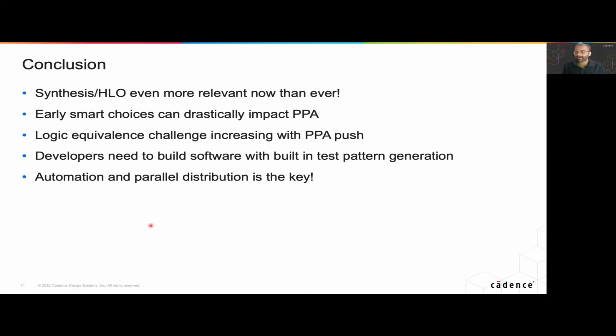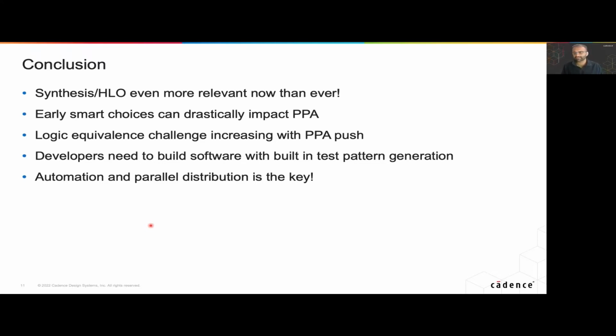One thing I'd like to say to conclude: synthesis is even more relevant now than it ever was before. It's simple, right? You're doing all these AI, ML chips, which have a lot of mathematical transforms and which are doing a lot of computation, and you want to do that at the least amount of power and area. So synthesis really plays a big role there. And as I said, the choices that you make early on, you have to stick with them, and they really have a huge impact.